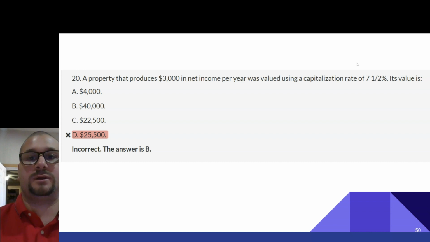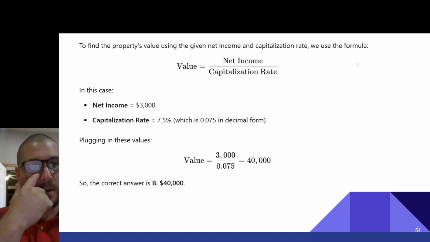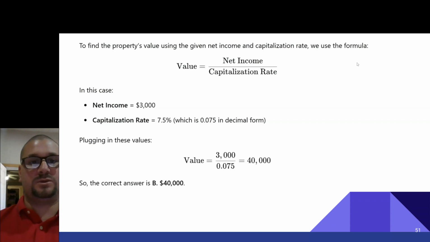A property that produces $3,000 in net income per year was valued using a cap rate of 7.5%. Its value is what? So to find the value, it's the net income divided by the cap rate. So what's the net income? The problem says 3,000. What's the cap rate? 7.5%. 7.5% is 0.075 in decimal. So take $3,000 divided by 7.5%, you get $40,000 straight.